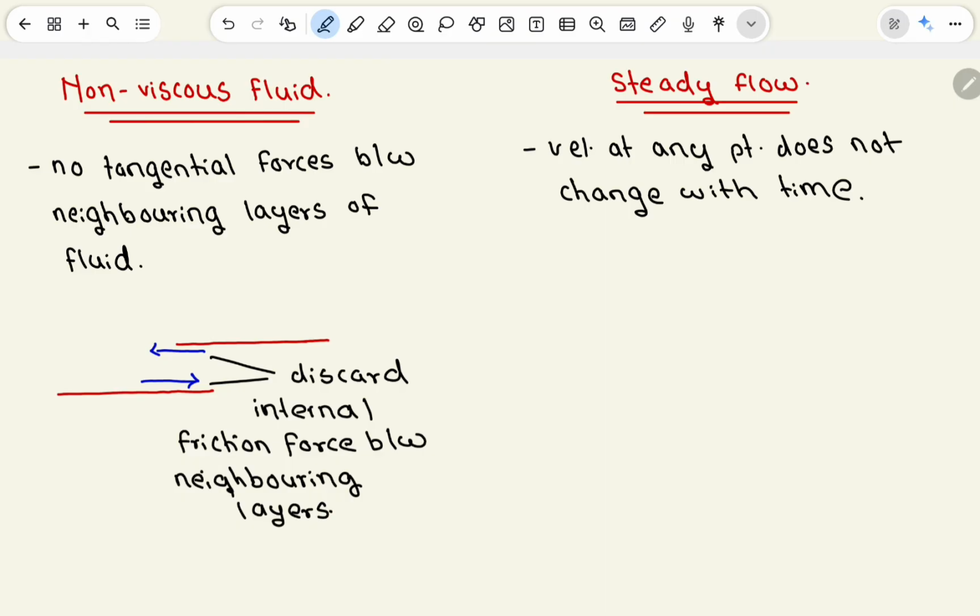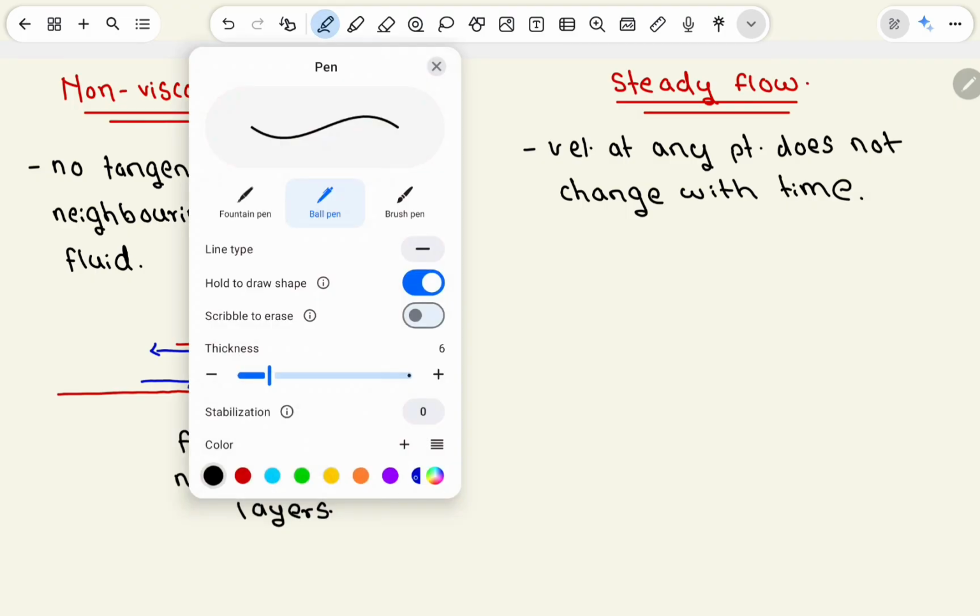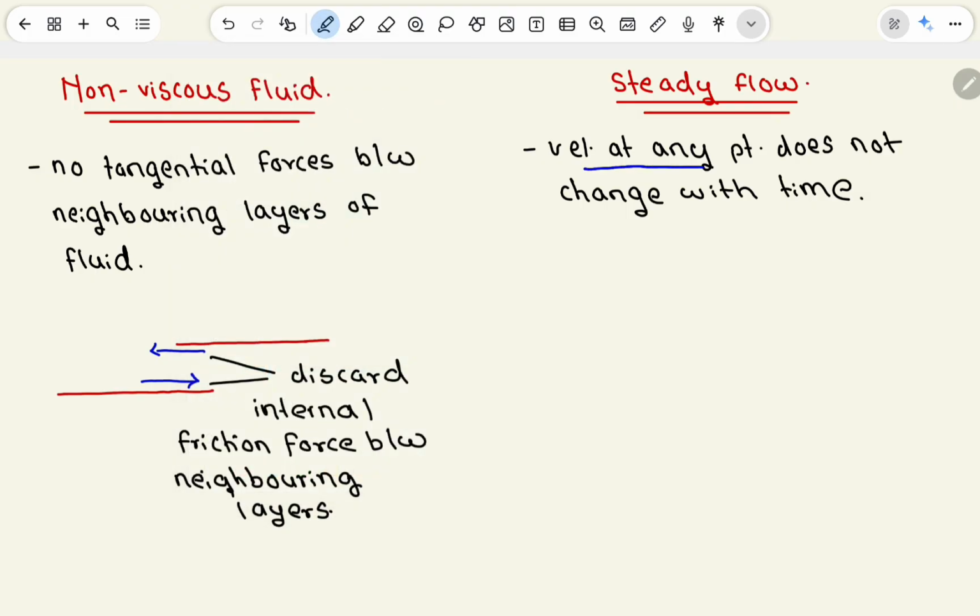We do not consider these forces. So that is how we define a non-viscous fluid. Now the last property is nothing but the flow must be steady. So for a fluid to be an ideal fluid, its flow must be steady. Now what is the meaning of a steady flow? I've already written it. It means basically that the velocity of the flow at any point does not change with time. Now, what does this actually mean?